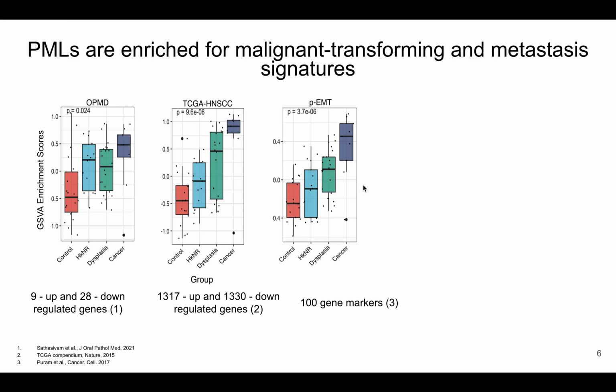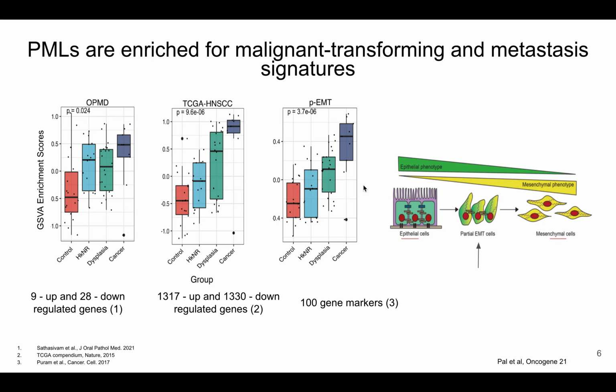And finally, the partial EMT profiles, which is a special profile in head and neck cancer and has also been associated with an aggressive state, can also be seen to be enriched in our pre-malignant lesions as well as cancer group. This characterization helps us understand that the overall pattern of enrichment for malignant transforming as well as metastasis signatures is being enriched in our PML as well as our cancer group.